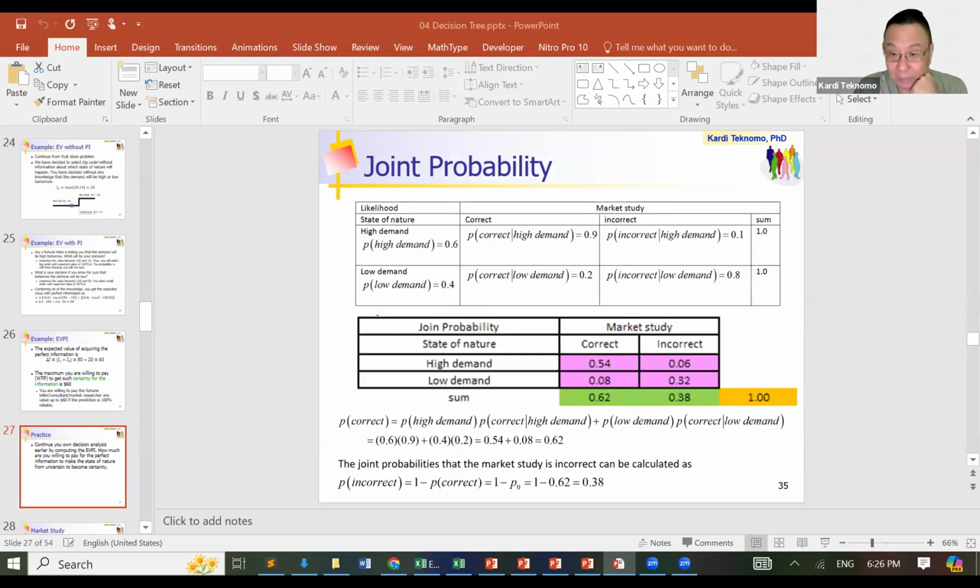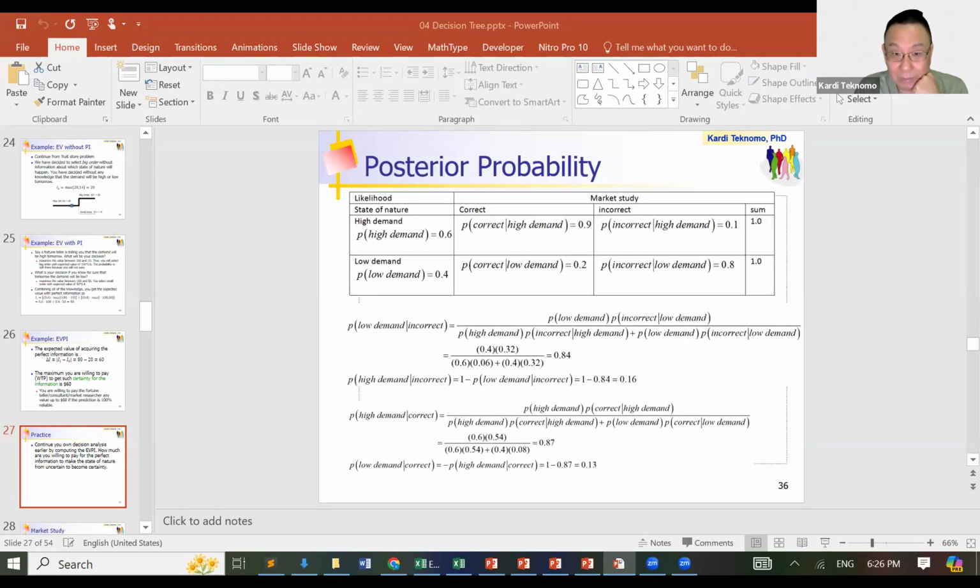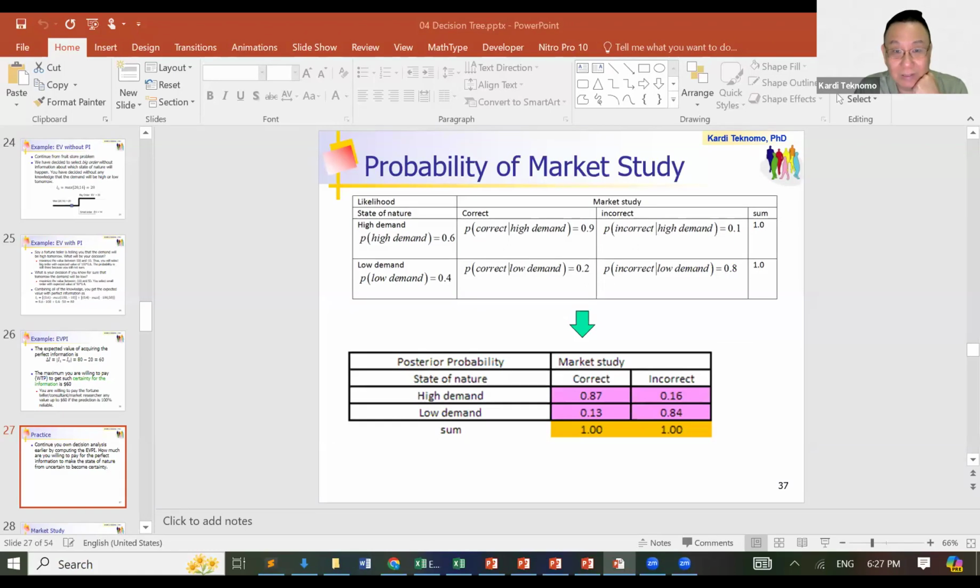This one, yeah, this is the joint probability. And then you can compute everything from here. And this is the result. Of course, the sum in its column will be 1. Okay, so this is the posterior probability. Now this is the one that you will use. Yeah, the posterior is the one that you will use.